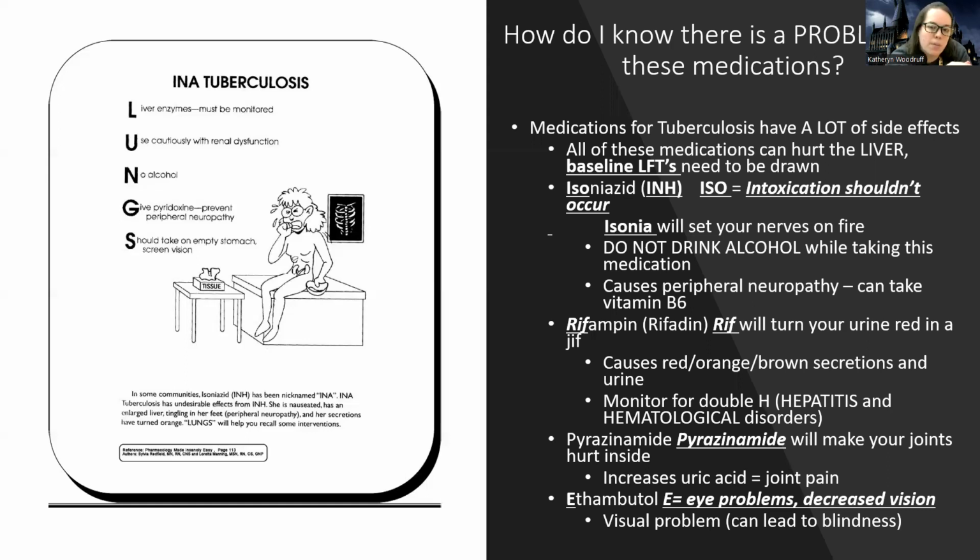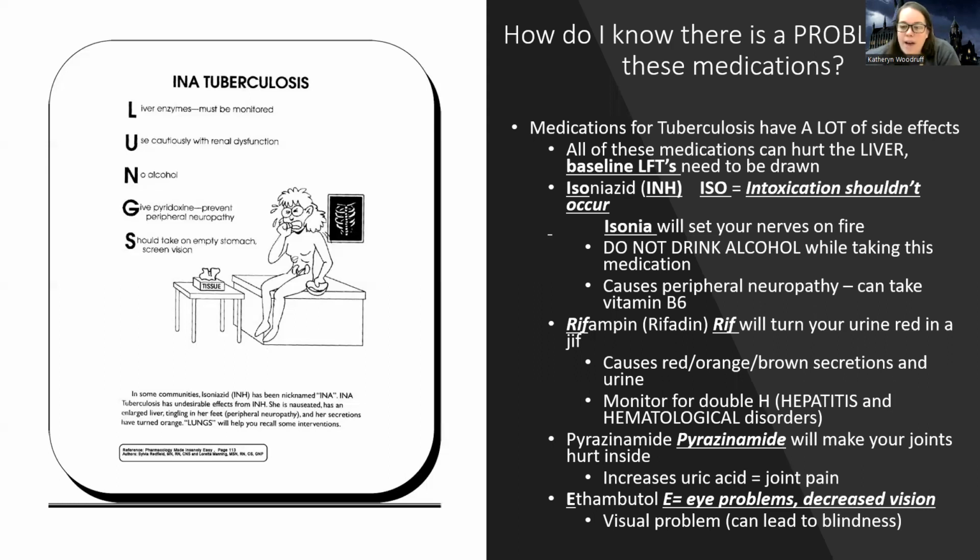But the other thing that's specific about this is that it can cause peripheral neuropathy, or numbness, tingling, burning in your extremities. And some people have found relief from taking vitamin B6 with this, and it helps decrease the neuropathy. There's also rifampin, and rifampin can change the color of your secretions, can make them red, orange, or brown. And while this is not a life or death thing, it freaks people out when their secretions change. So make sure to let them know that their secretions can change colors.